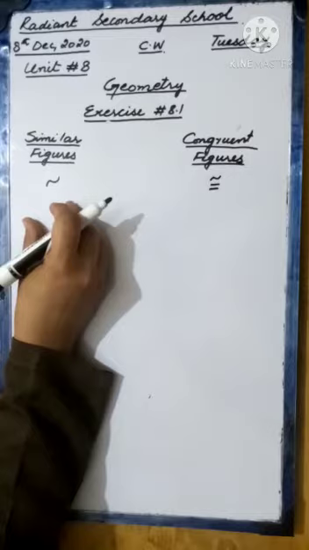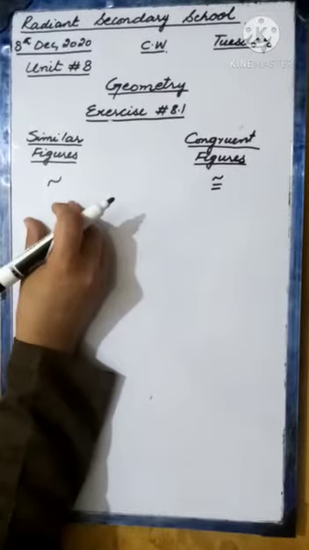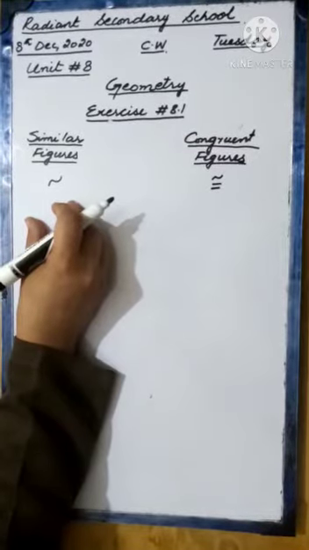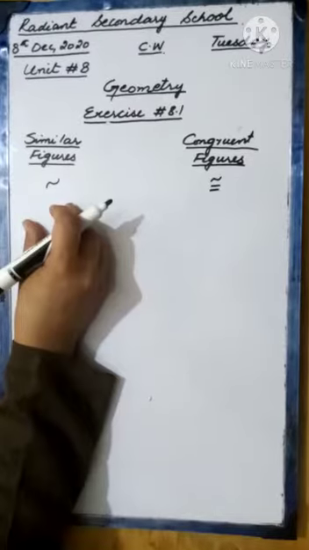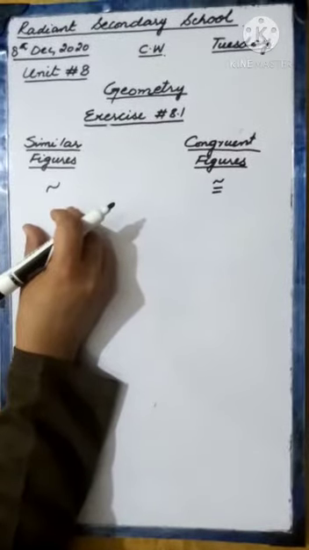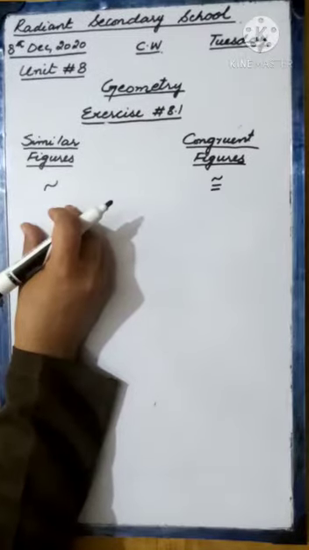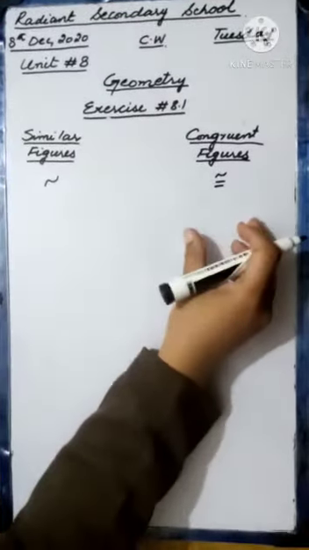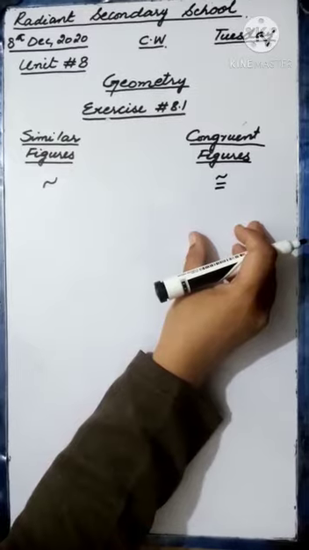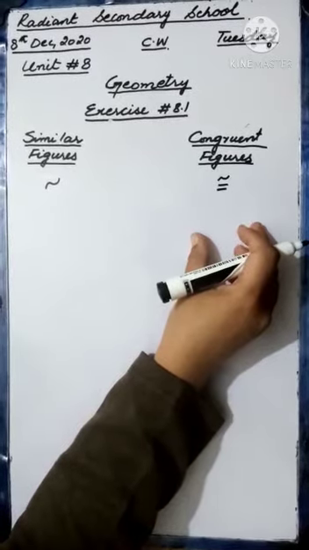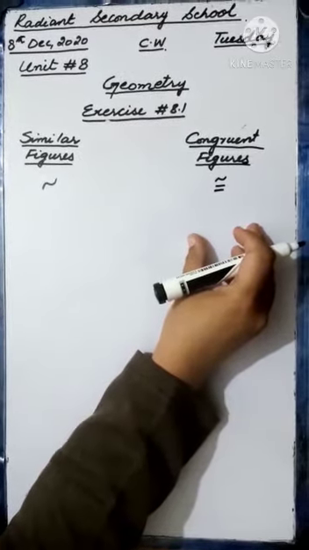In similar figures, you have the same shape but not the same size. Means if the sizes of the figures are different and the shape is exactly the same, then you can say that these are similar figures. But if the size and shape both are exactly the same, then you can say that they are congruent figures.